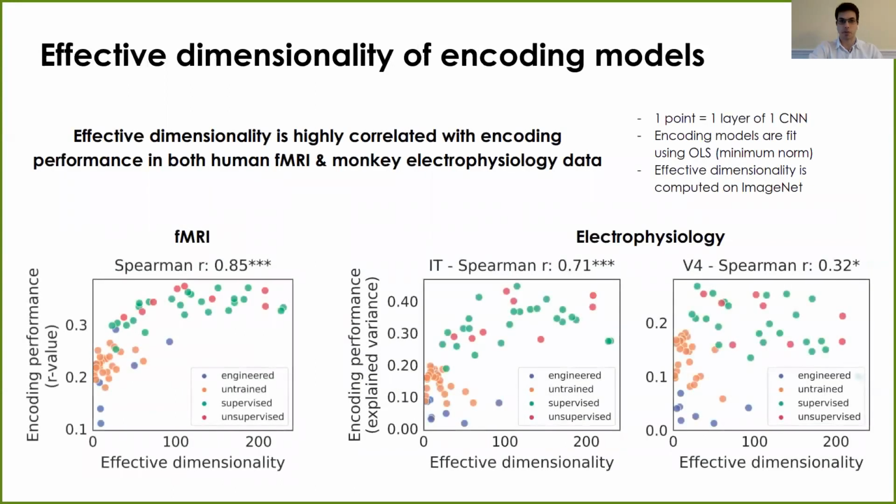Now, here are our main results. Each point in the plot shows the effective dimensionality of a model on the x-axis and its corresponding encoding performance on the y-axis. And what we see is that the 2 are highly correlated in both human fMRI and monkey electrophysiology datasets, with a gradual increase in performance as a function of dimensionality. So this simple representational property seems to be related to the quality of many different CNNs as models of visual cortex. Now, the electrophysiology data suggests that the relationship might not be identical throughout the brain. In fact, it appears to be stronger in IT, a high-level region, than in V4, a mid-level region.